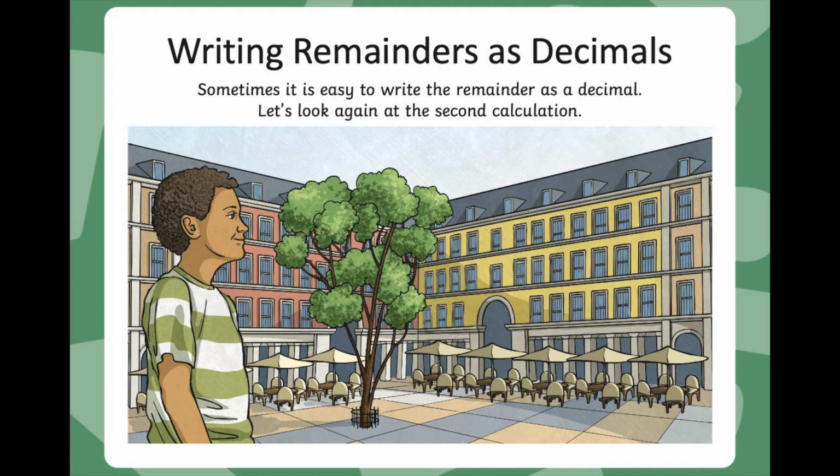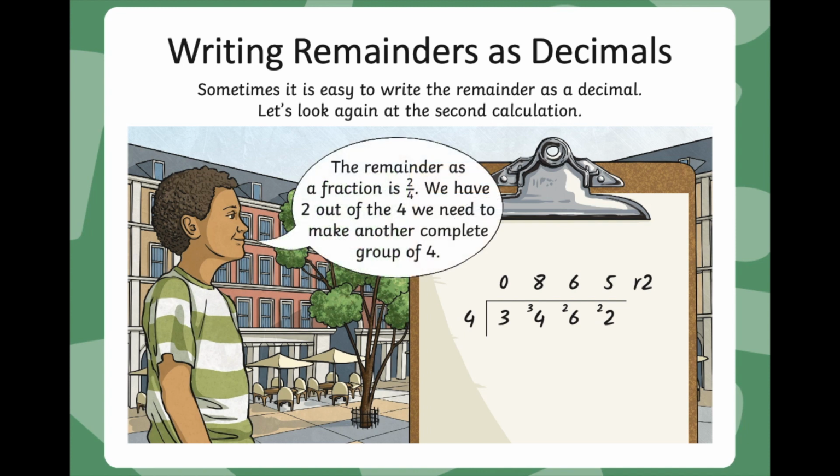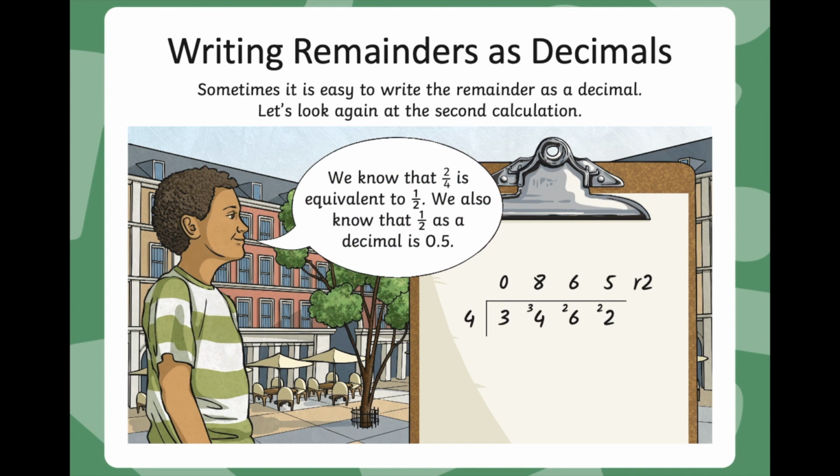Writing remainders as decimals. Sometimes it's easy to write the remainder as a decimal. Let's look again at the second calculation. So 3,462 divided by 4 equals 865 remainder 2, and the remainder as a fraction is 2/4. We have 2 out of the 4 we need to make another complete group of 4. We know that 2/4 is equivalent to 1/2. We also know that 1/2 as a decimal is 0.5. So the answer with the remainder as a decimal is 865.5.